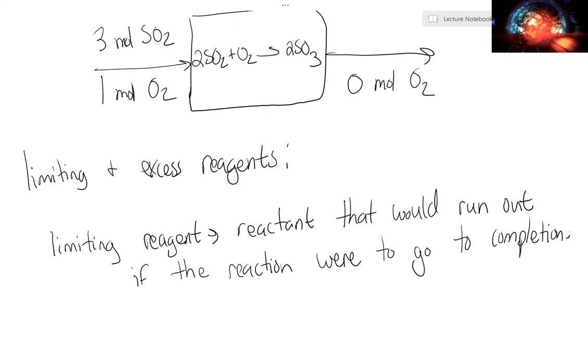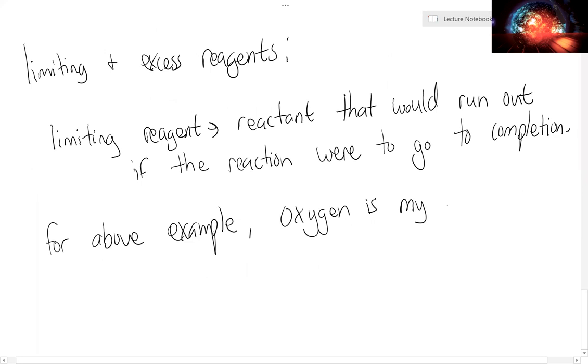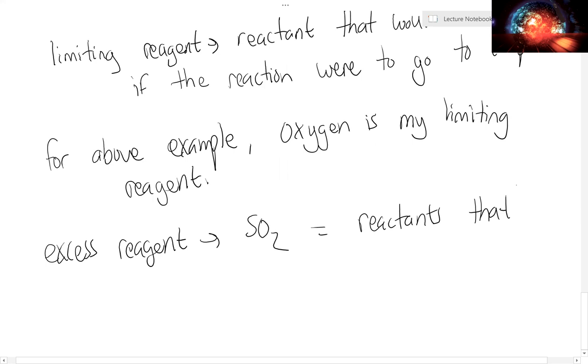Well, in the case above, since I have 3 moles of SO2 going in and 1 mole of O2 going in, I can consume all of my oxygen and I would still have SO2 left over. Meaning for the above example, oxygen is my limiting reagent and my excess reagent would be SO2. And an excess reagent are the reactants that remain once the limiting reagent has been consumed.